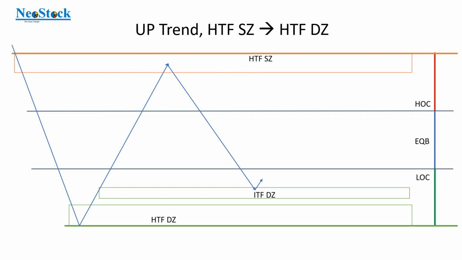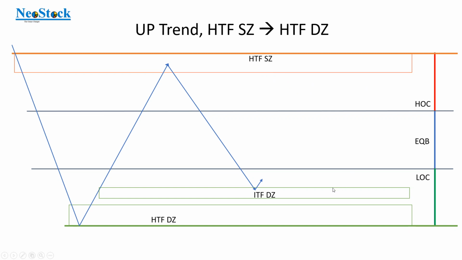It is like 2:2. Two points are in favor, two points are not in our favor. What are the two points in our favor? Trend is in our favor, ITF direction is in our favor. What are the two points not in our favor? High on the curve, that is location, is not in our favor, and HTF direction, that is supply zone to demand zone, is not in our favor.